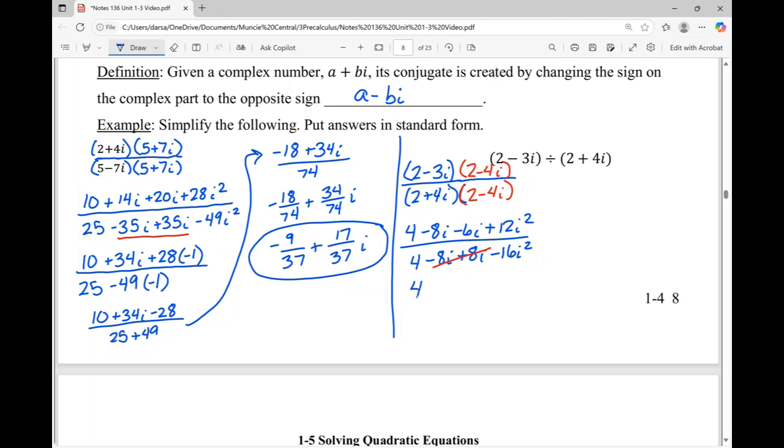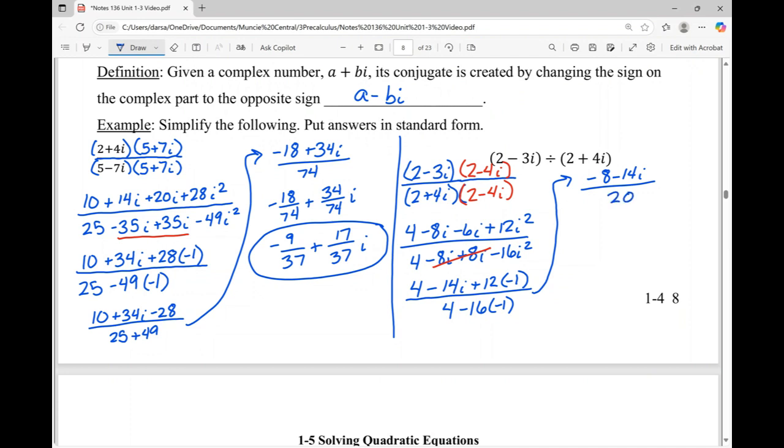Now, cleaning this up a little bit, we get 4 minus 14i plus 12, and then i squared is negative 1. 12 times i squared, so 12 times negative 1. And then i squared is negative 1 again. So when we put all this together, what do we get? We get 4 minus 12, that would be negative 8 minus 14i. And in the denominator, negative 16 times negative 1 is positive 16 plus 4 is 20.